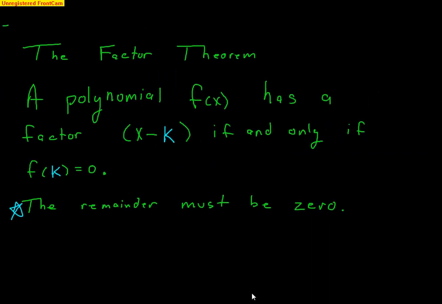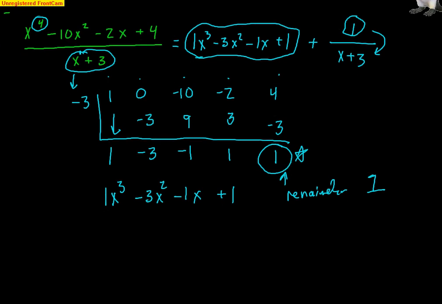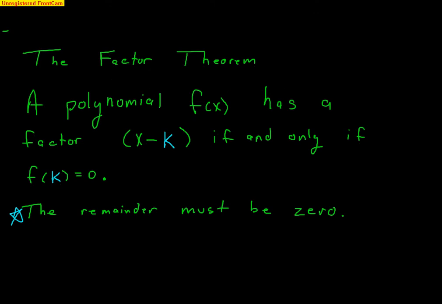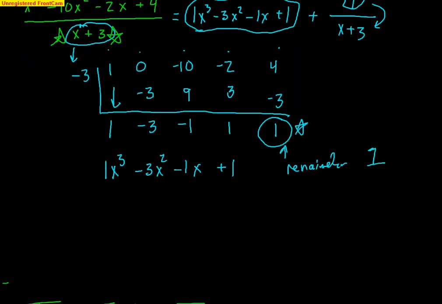If we go back to the original synthetic division problem we did, in this problem right here, we ended up with a remainder of 1, which means that x plus 3 right here was not a factor. So I tried dividing it out, but unfortunately, because it didn't go in with a remainder of 0, x plus 3 was not a factor, which means that negative 3 is not a zero. Because to be a zero, you must get a remainder of 0. And that's what the remainder theorem tells us, or the factor theorem, basically, that a remainder of 0 means that you're a factor. So hopefully that makes sense.